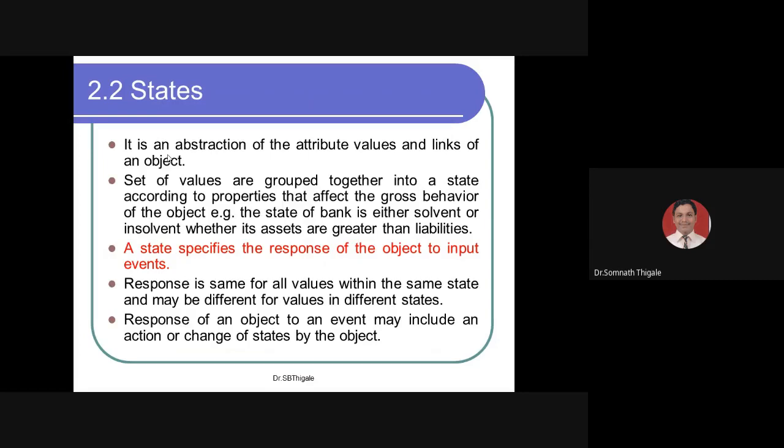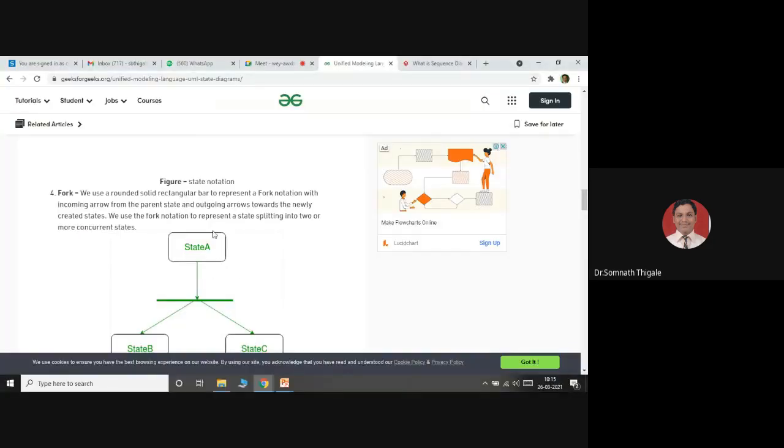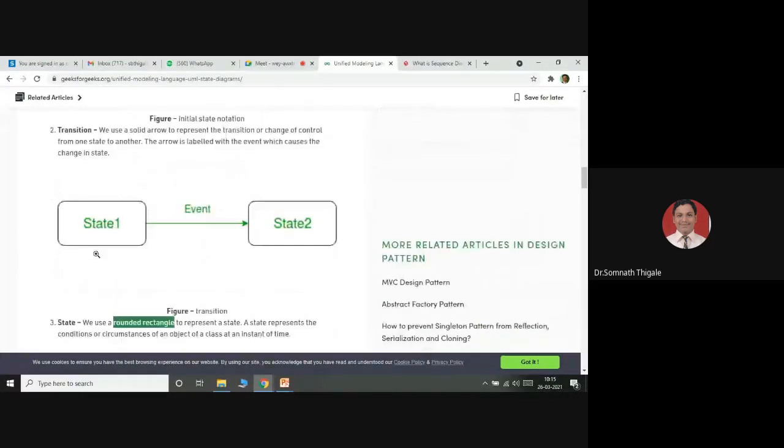of different concepts, like states. So what is a state? A state specifies the response of an object to input events. The response is the same for all the values within the same state and may be different for values in different states. So simply remember, a state is nothing but an abstraction of the attribute values and links of an object. A state specifies the response of an object to input events. If you remember what I said, what is a state? How do we represent the state?